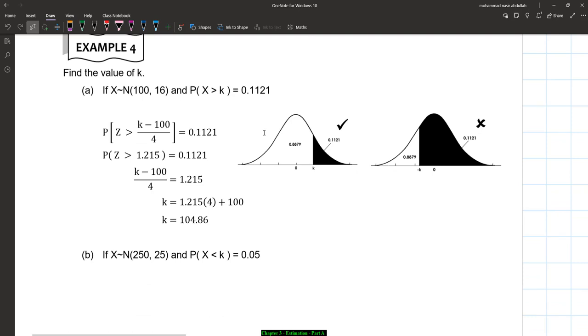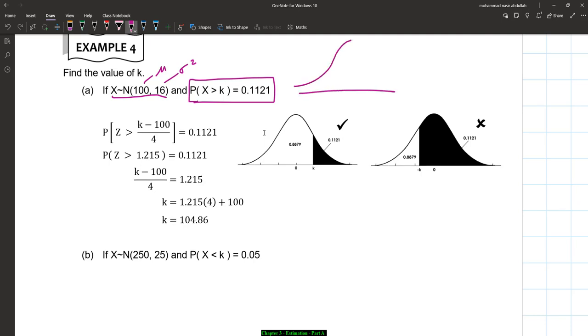How do we do it? So if X has a normal distribution with mean equal to 100 and variance equal to 16, we want to find probability of X more than K is equal to 0.1121. So 0.1121 is not more than 0.5, right? So we could expect, this is the X value, this is 100. We could expect the value of k is somewhere here, on the right hand side. This is 0.1121.